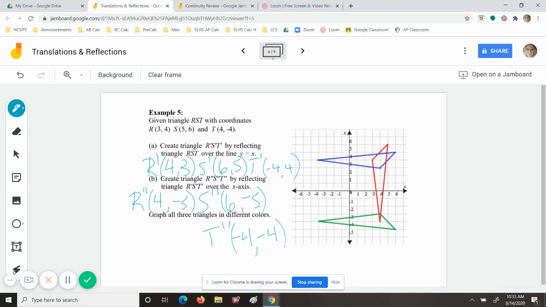Notice I graphed all 3 of these here for us to take a look at. We started out at 3, 4, 5, 6, and 4, negative 4. So that is your picture in red, your triangle in red. Then we move to 4, 3, 6, 5, and negative 4, 4. That is your picture in blue. And then we move to the final image after we reflected over the x-axis. That is your image in green.